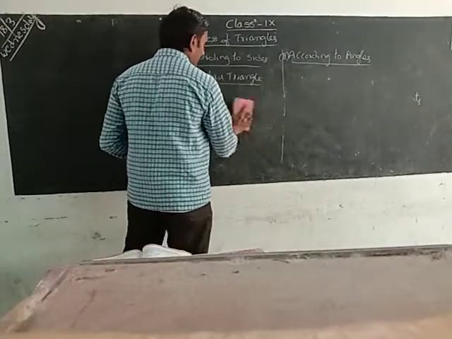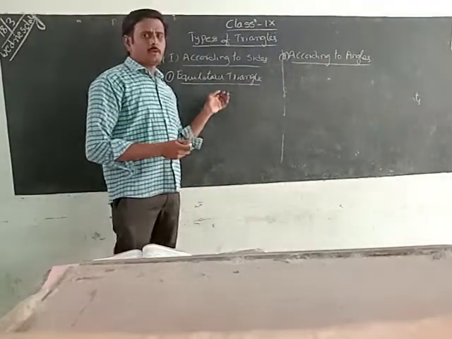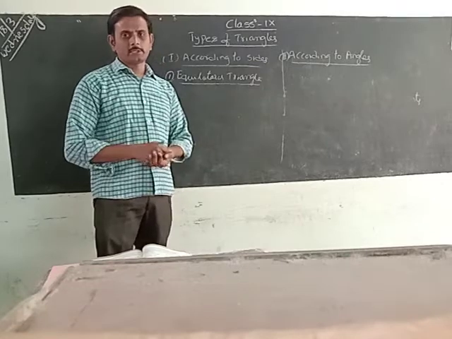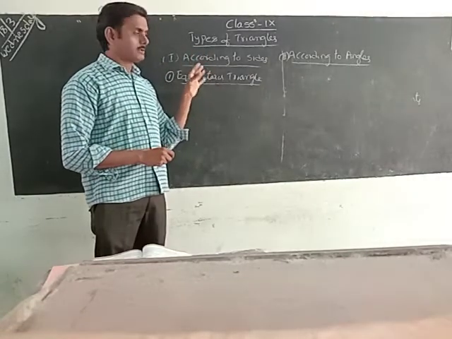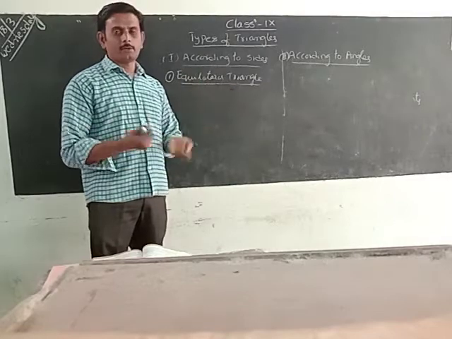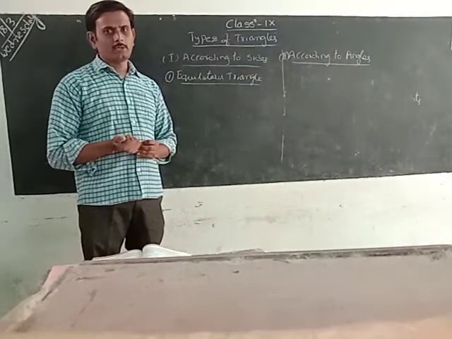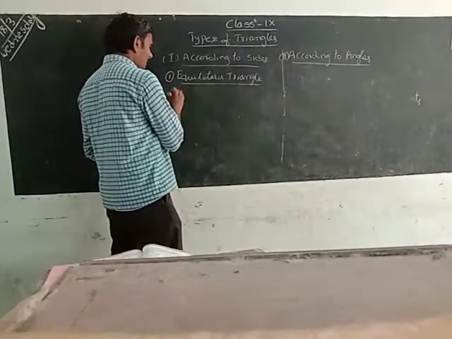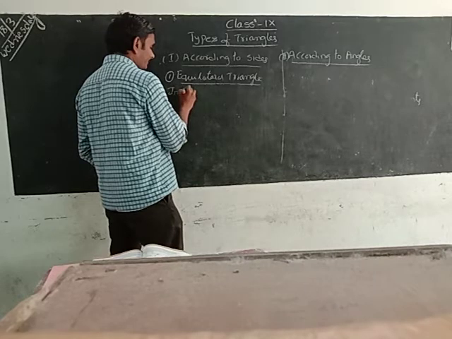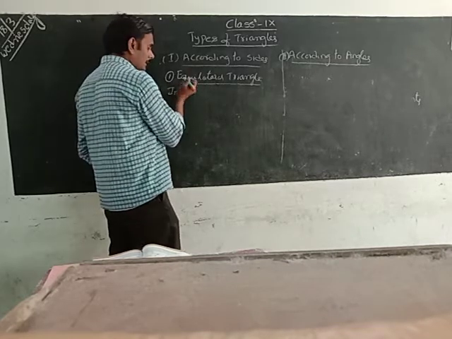What is meant by an equilateral triangle? These are very important while doing the exercise sums. We have to recognize which type of triangle it is. If you know well, then we can do the sums very easily. Equilateral triangle means in a triangle, all sides are equal.